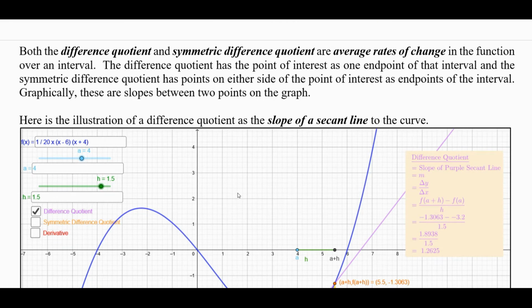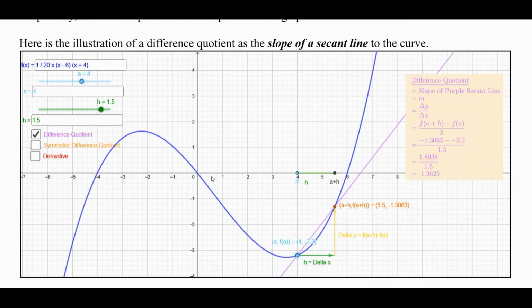Both the difference quotient and symmetric difference quotient are average rates of change in the function over an interval. The difference quotient has the point of interest as one endpoint of the interval, and the symmetric difference quotient has points on either side of the point of interest as endpoints of the interval. Graphically, these are slopes between 2 points on the graph, or as a slope of a secant line.